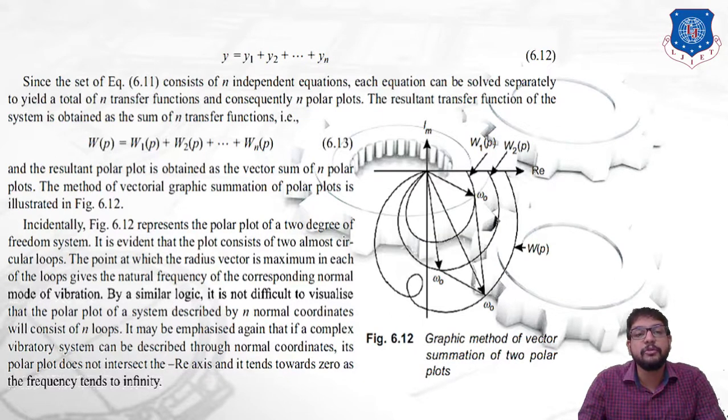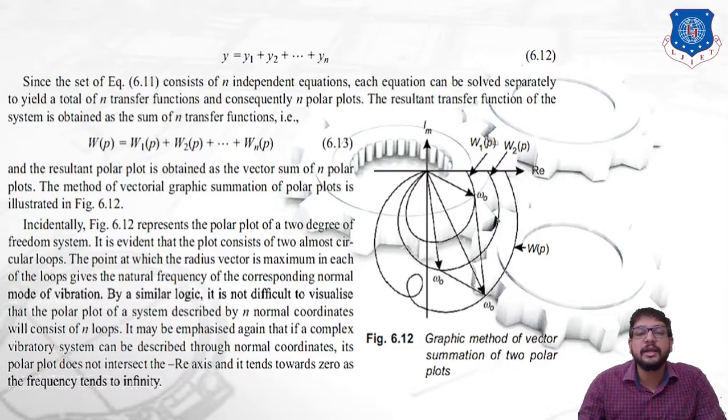So Wp is equal to W1p plus W2p up to Wnp, and the resultant polar plot is obtained as a vector sum of n polar plots. The method of vectorial graphic summation of polar plots is illustrated in our figure 6.12. That is a graphic method of vector summation of two polar plots. Incidentally, figure 6.12 represents the polar plot of a 2 degree of freedom system.